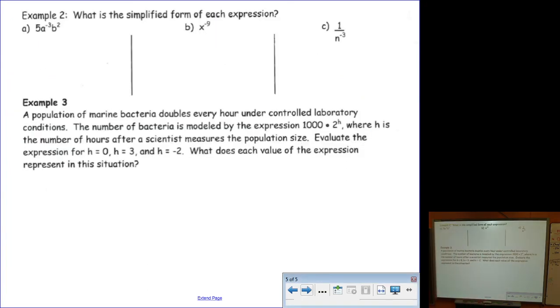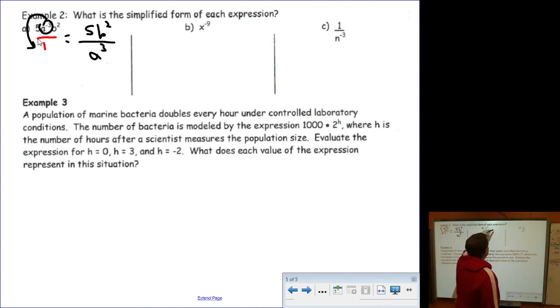I've got 3 quick examples. Again, you might try them on your own before I do them. This first one, I would put it over 1. I would take the a to the negative 3rd and move it to the bottom. And the 5b squared would stay on top. And now I'm done.